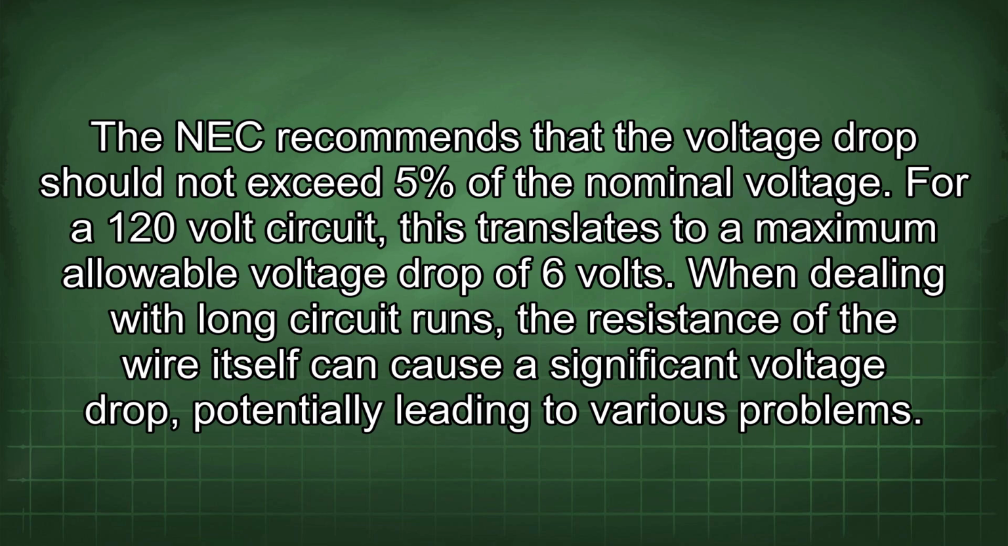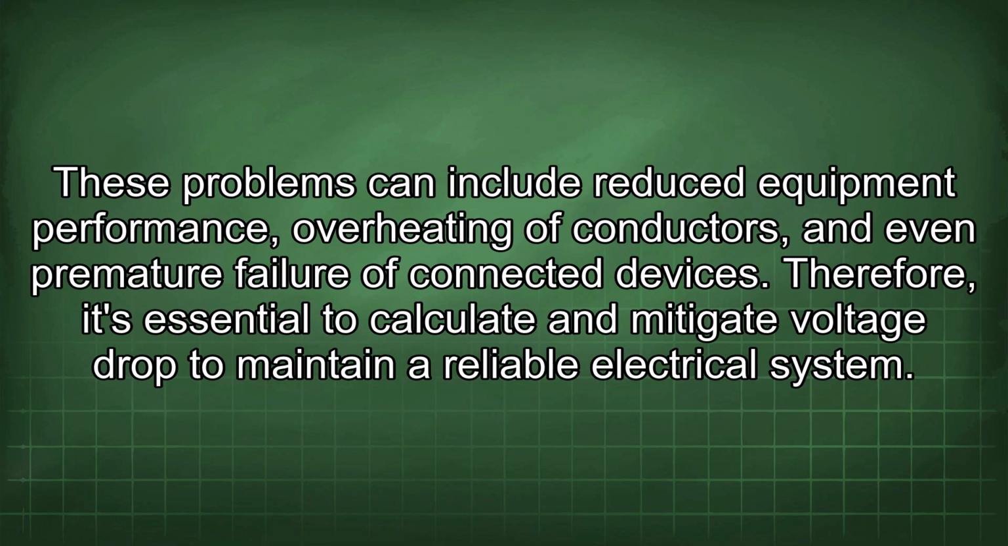The NEC recommends that the voltage drop should not exceed 5% of the nominal voltage. For a 120-volt circuit, this translates to a maximum allowable voltage drop of 6 volts. When dealing with long circuit runs, the resistance of the wire itself can cause a significant voltage drop, potentially leading to various problems. These problems can include reduced equipment performance, overheating of conductors, and even premature failure of connected devices. Therefore, it's essential to calculate and mitigate voltage drop to maintain a reliable electrical system.